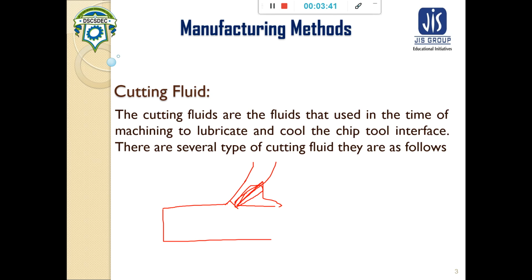So what is the function of the cutting fluid? Cutting fluids are used to lubricate or cool the chip tool interface. If we can lubricate, the friction at the chip tool interface will be reduced, and if the friction is reduced, the heat generation is also reduced. So as the heat generation and the friction are both reduced, that is done only by the cutting fluid. Whenever a cutting fluid is used in machining, that machining is known as wet machining.